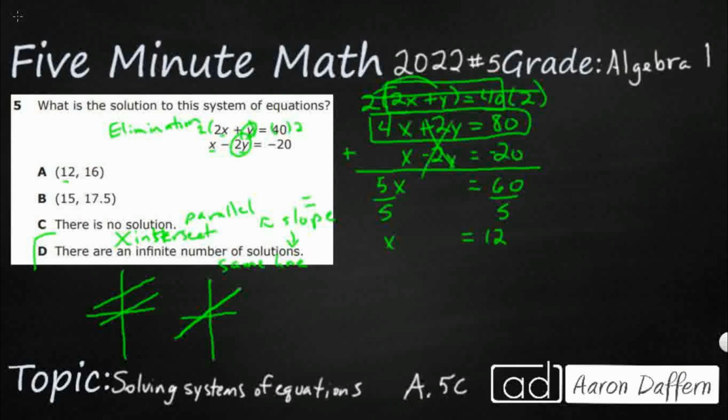I think the y is 16, but rather than just guess, let's go ahead and plug x in. We can plug it into either one. Let's just plug it into that second one. So instead of x minus 2y, I'm going to write 12 minus 2y equals negative 20. So now I'm just going to solve for y. I'm going to subtract 12 from both sides, and that's going to be negative 2y equals negative 32. Let's divide both sides by negative 2. y is going to equal 16, which is exactly what I was wanting.